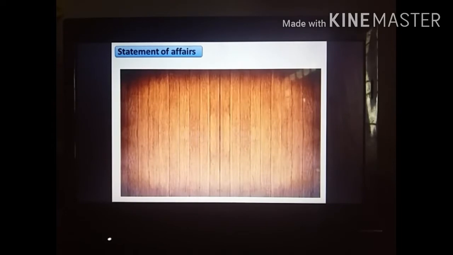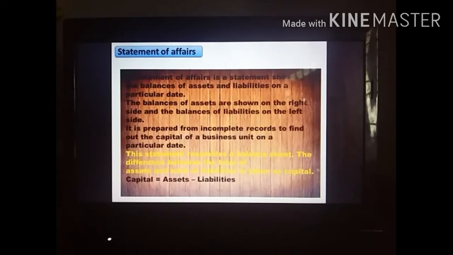Statement of affairs is a statement showing the balances of assets and liabilities on a particular date. If you see the statement of affairs, it looks like a balance sheet, but it is not a balance sheet. The balances of assets are shown on the right side and the balances of liabilities on the left side. It is prepared from incomplete records to find out the capital of the business.